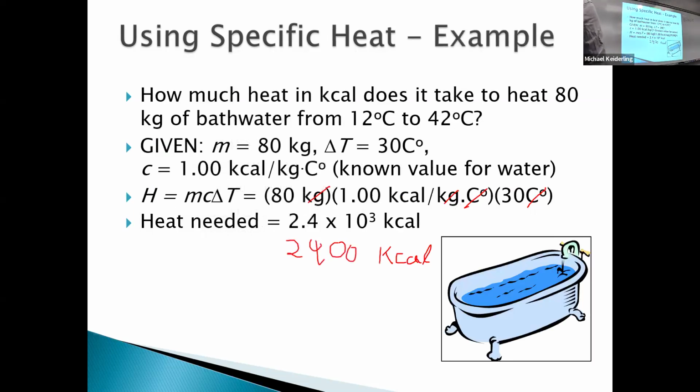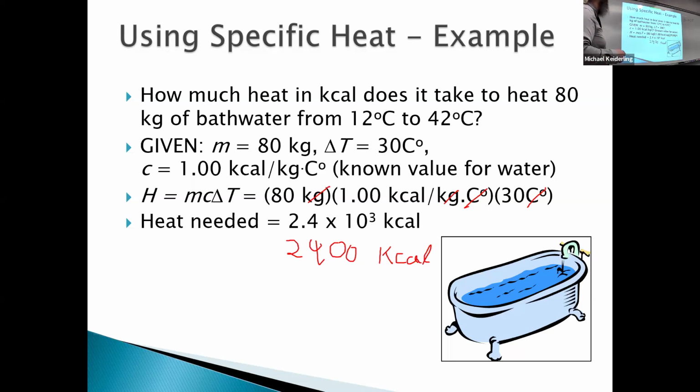So let's do an example. How much heat in kilocalories does it take to heat 80 kilograms of bath water from 12 degrees Celsius to 42 degrees Celsius? The given mass is 80 kilograms, and our change in temperature, going from 12 to 42, is 30 degrees Celsius.